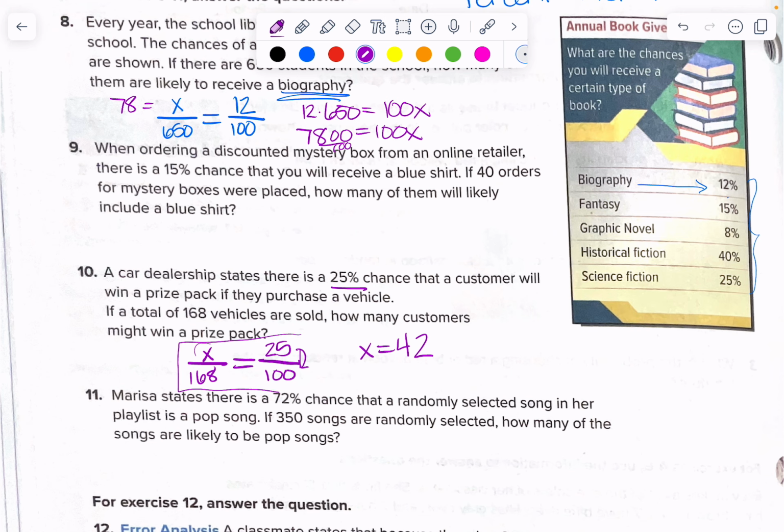Again, solving the proportion should not be new information. So it's more just making sure that you have the proportions set up correctly, and once you have it set up, then it's just a matter of solving it.